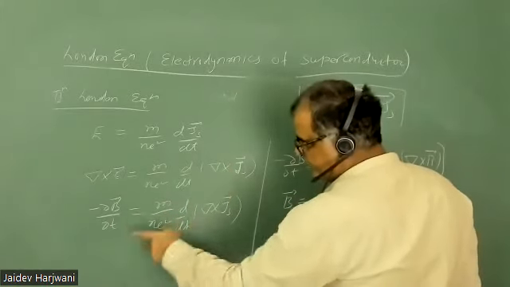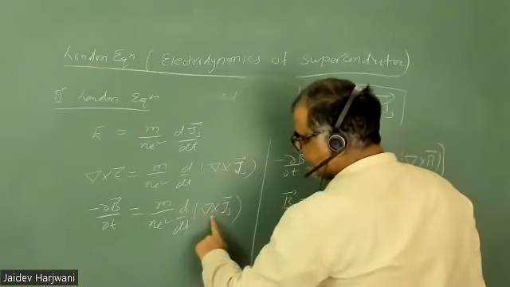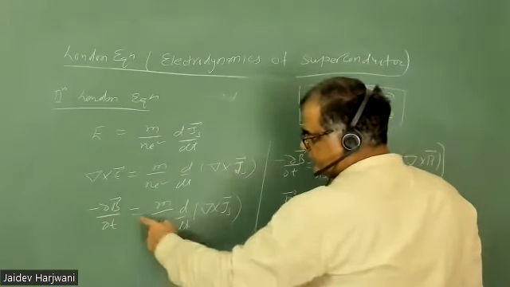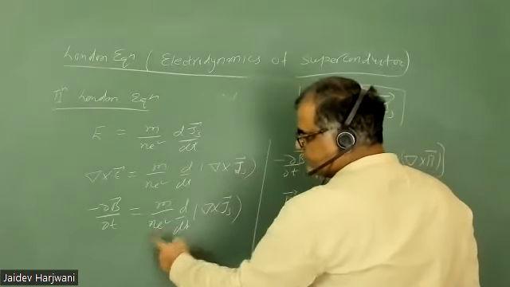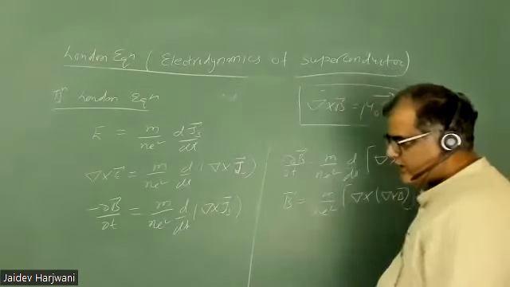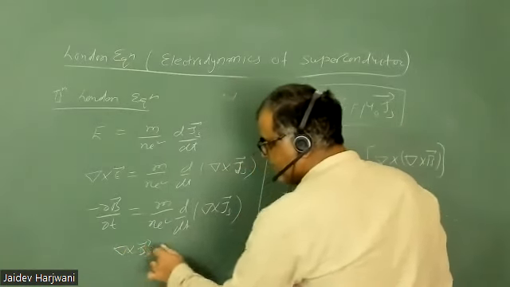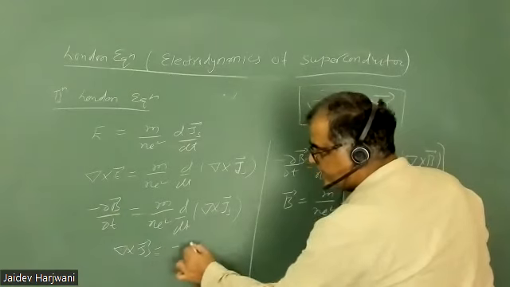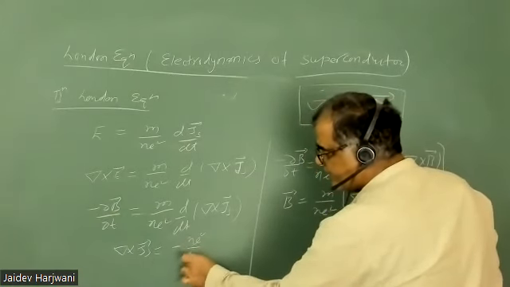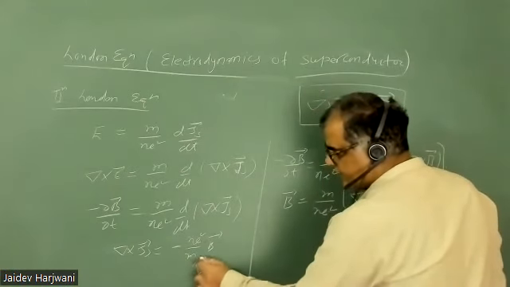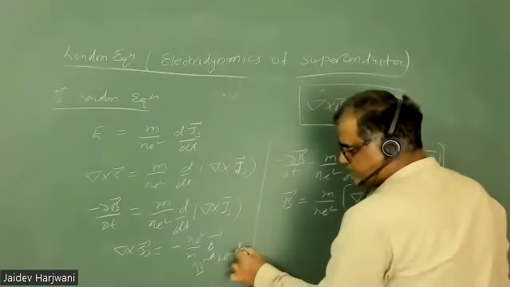But I'm not writing it this way. We'll change it later. So del cross Js is equal to minus ne square upon m times B. This is the second London equation. If you want, you can write it from here as del cross Js equals minus ne square upon m B. That is your second London equation.